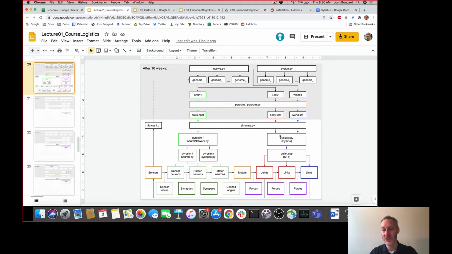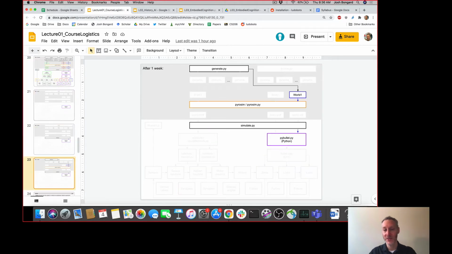At the moment, you're just going to be creating a world. Next week, you'll be creating a body for your robot, and the week after that, we'll be creating a brain for your robot. Okay, so as I mentioned, by the end of 10 weeks, you'll have a good hand. This will be what your code base is, but we're starting very simple this week.